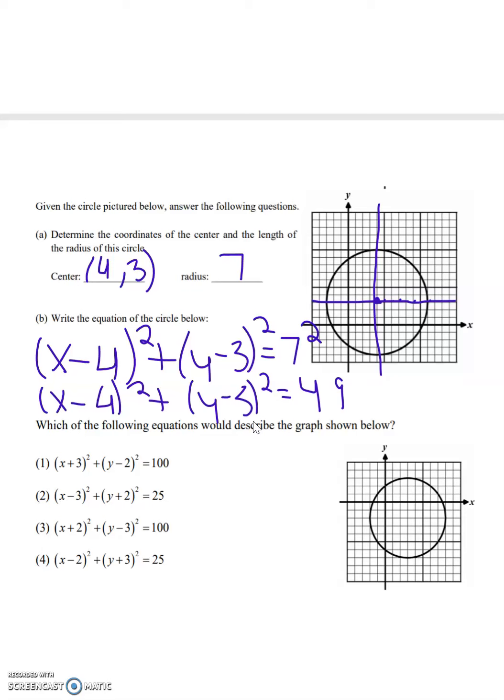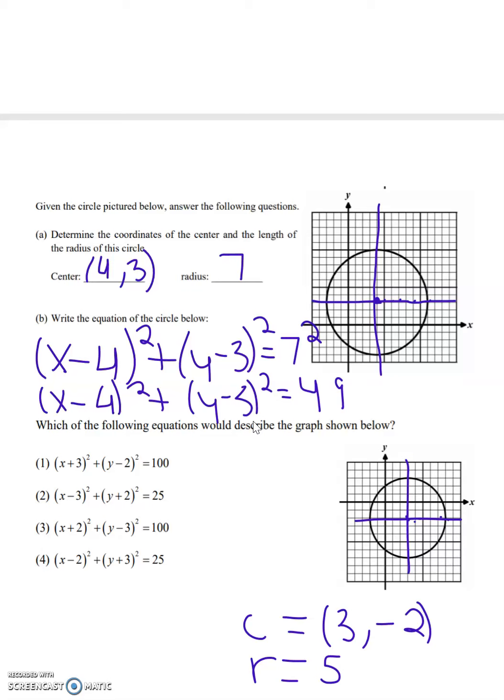Okay, so now which of the following equations would describe the graph shown below? So we need our center and we need our radius. So very similar to the question above, we're going to find our center. So our center here is over 1, 2, 3 to the right and down 2. So our center is 3, -2. Our radius, so I'm counting over to the right, that's 1, 2, 3, 4, 5. So our radius is 5.